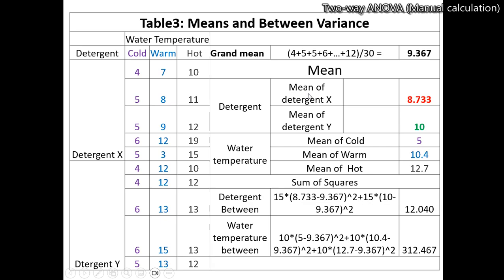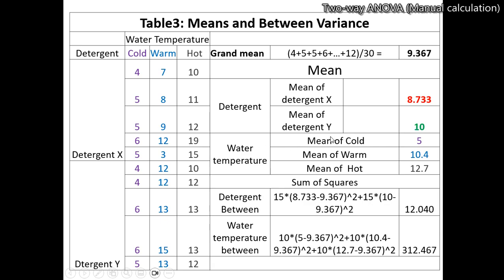So the mean of detergent X is 8.733. These are the total values. In case of detergent X, we have 15 samples and we have added all the values of the 15 samples, divided it by 15 to get the mean value. Similarly, for detergent Y, the sample size is also 15, and we added all the values of detergent Y and divided by 15, getting a value of 10 for detergent Y.